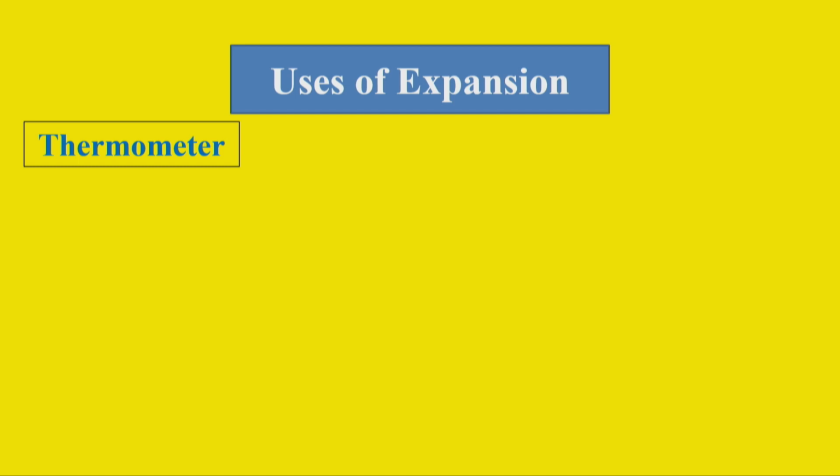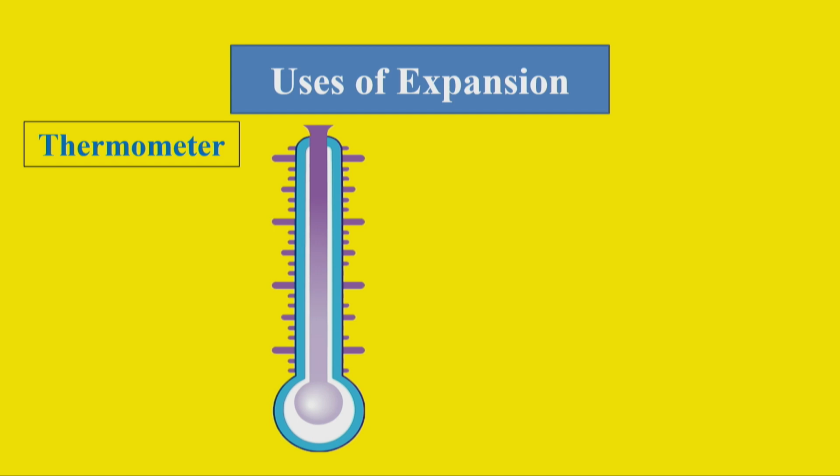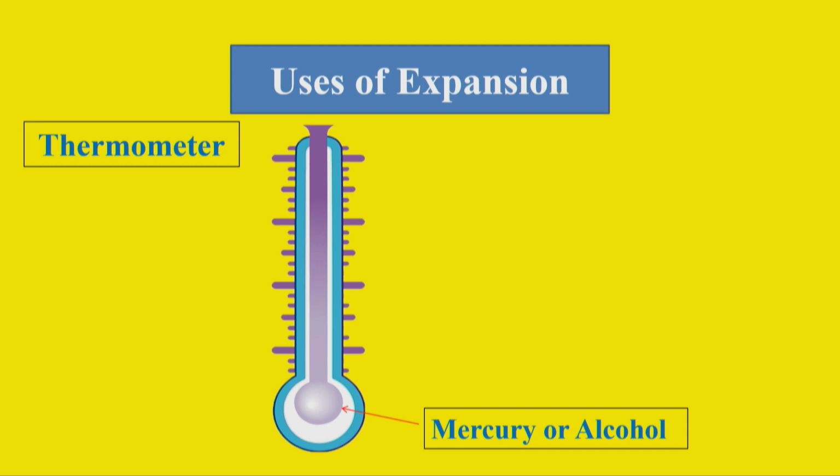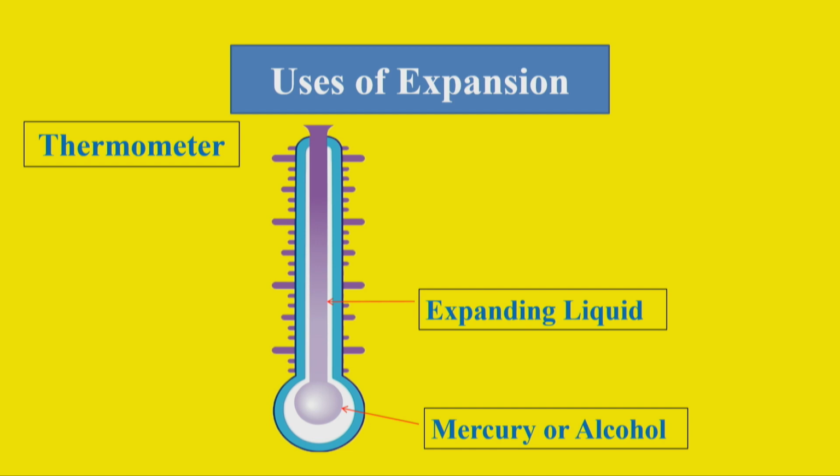One example of expansion and contraction of liquids occurs in a thermometer. As the temperature rises, the liquid in the bulb expands and so rises up the narrow tube, which is calibrated to fixed points. For example, 0 degrees Celsius and 100 degrees Celsius.